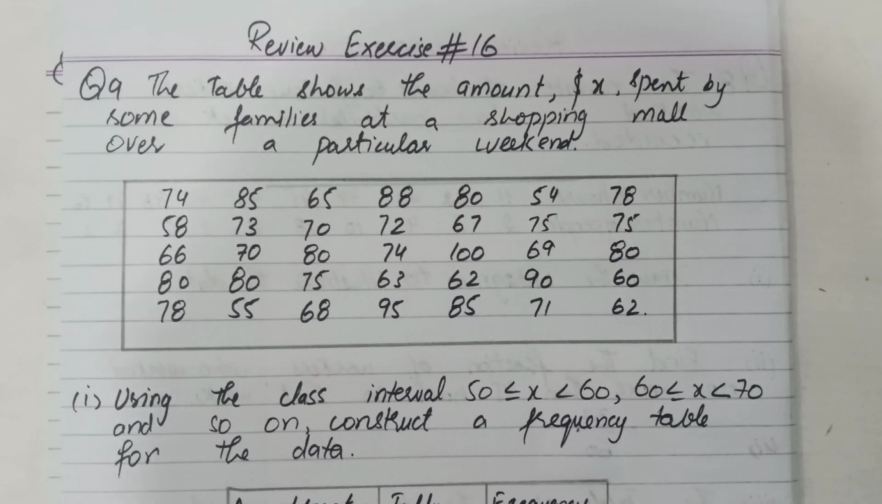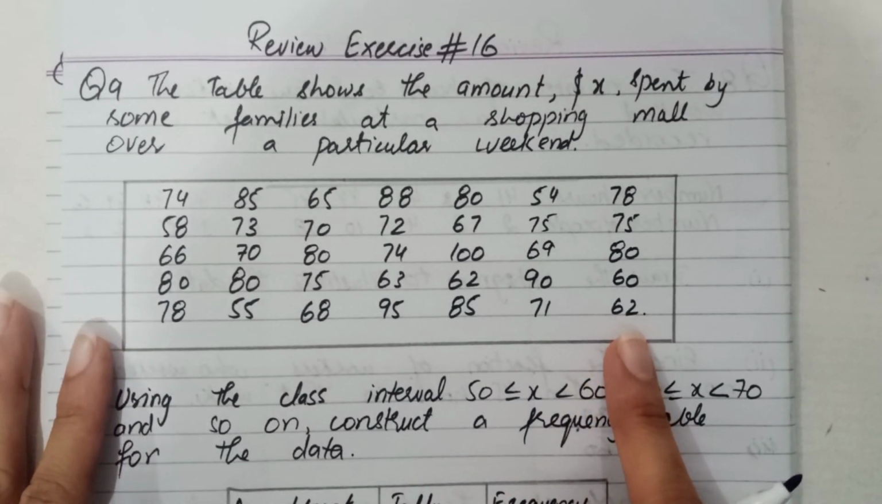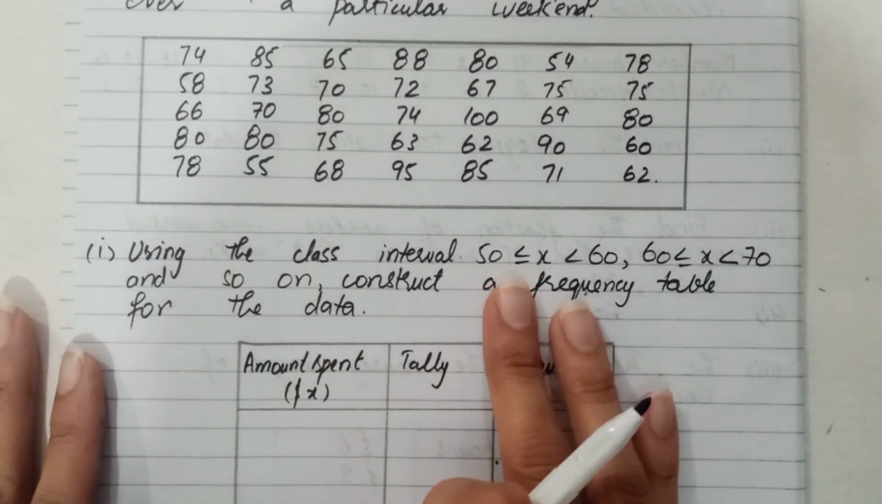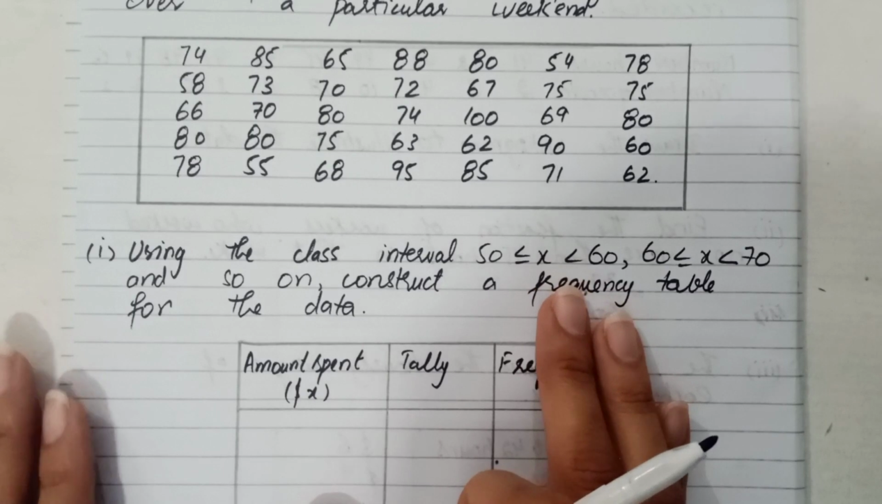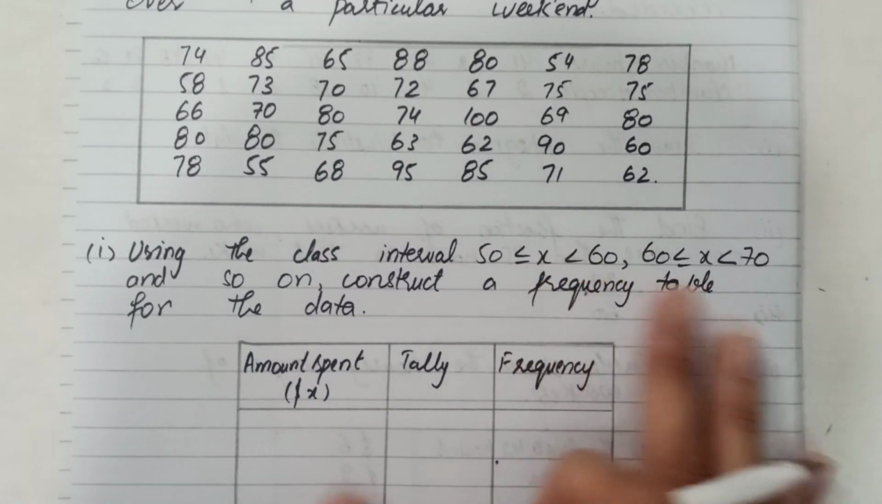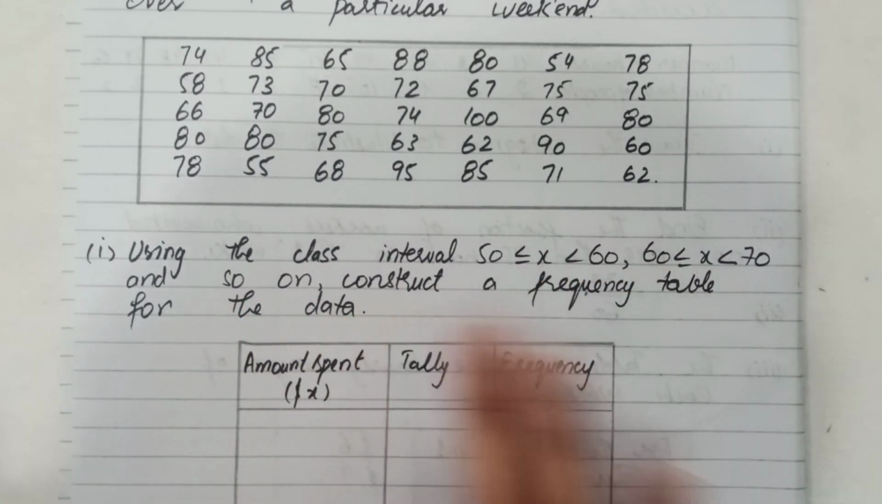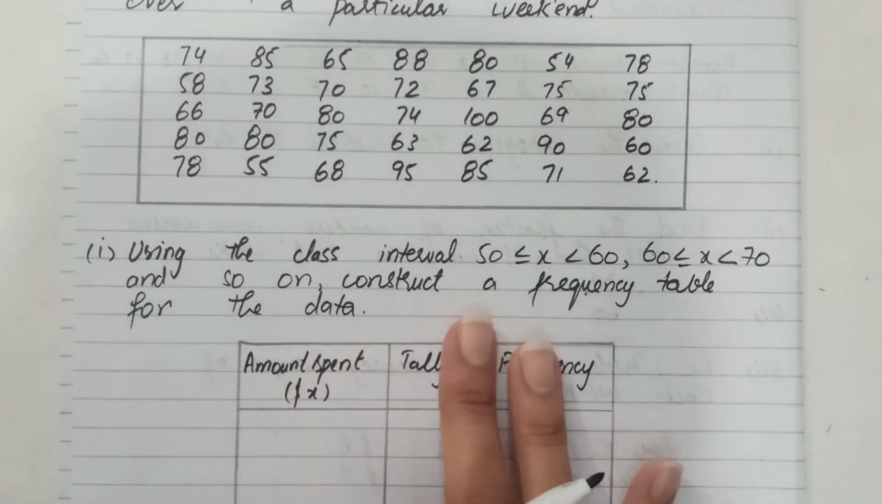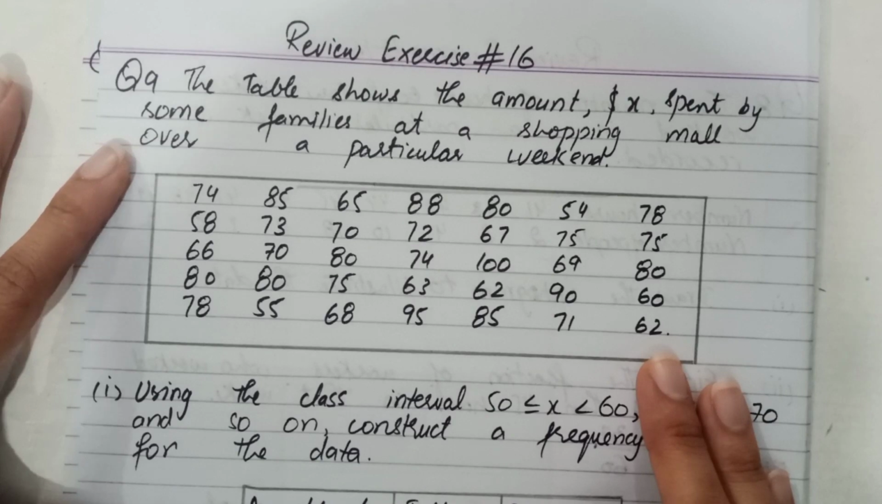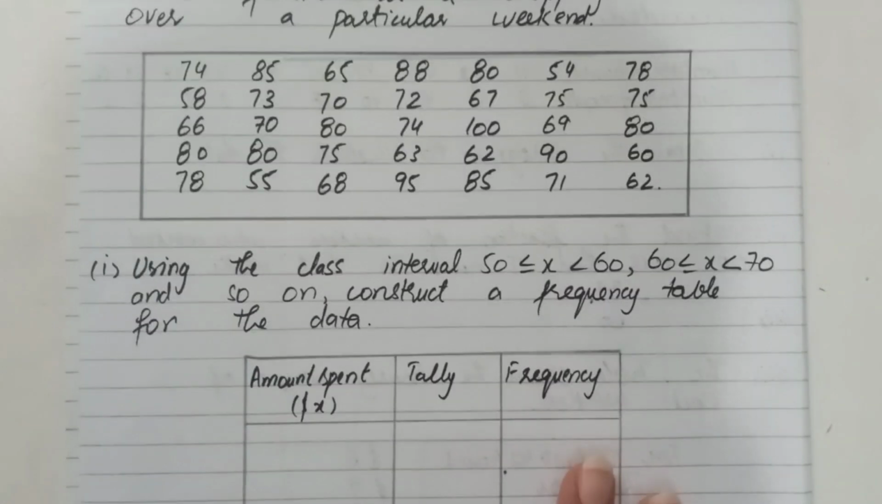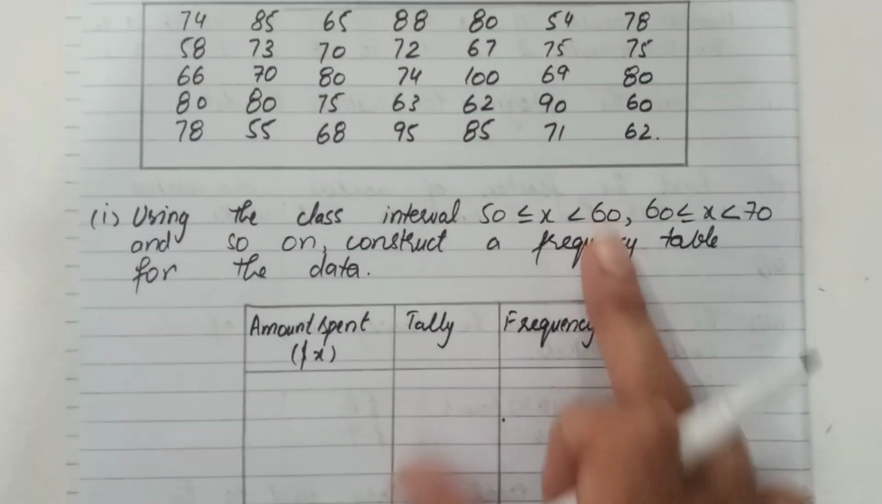Now students, question number 9. The table shows the amount $x spent by some families at a shopping mall over a particular weekend. That is the table, and using the class interval of 50 less than or equal to x less than 60, and so on, construct a frequency table for this data. We first construct the frequency table for this provided data, and the class interval is given to us.